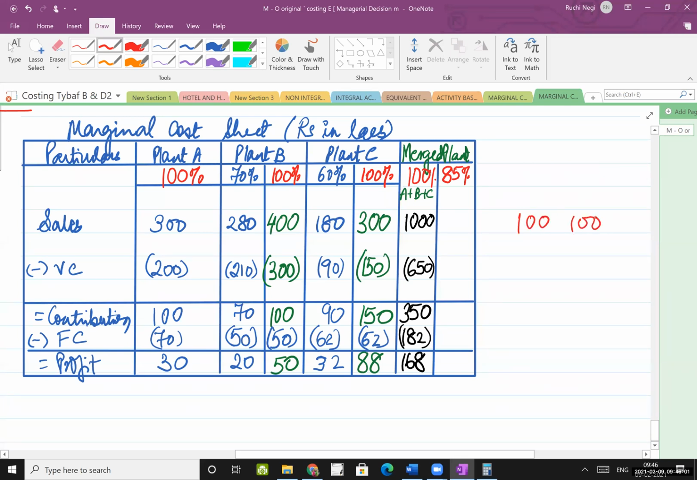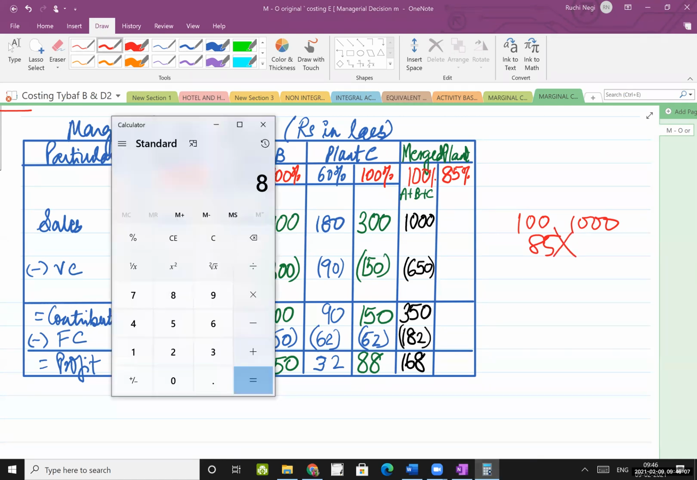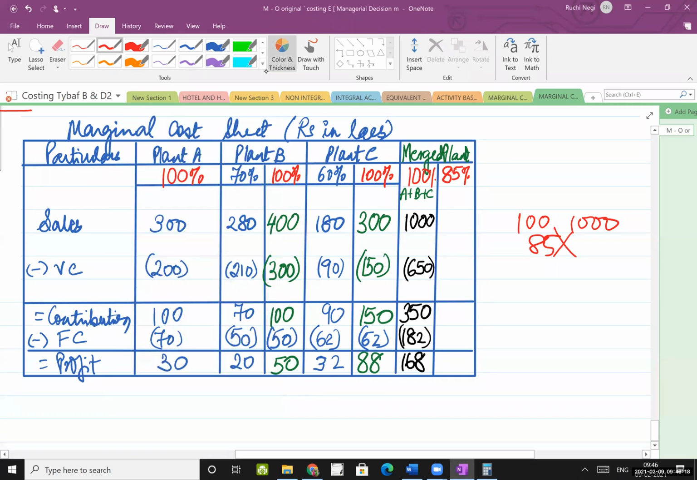At 100% it is 1000. At 85% how much? Cross multiply. 85 into 1000 divided by 100. So my answer is 850. Please write down here 850.